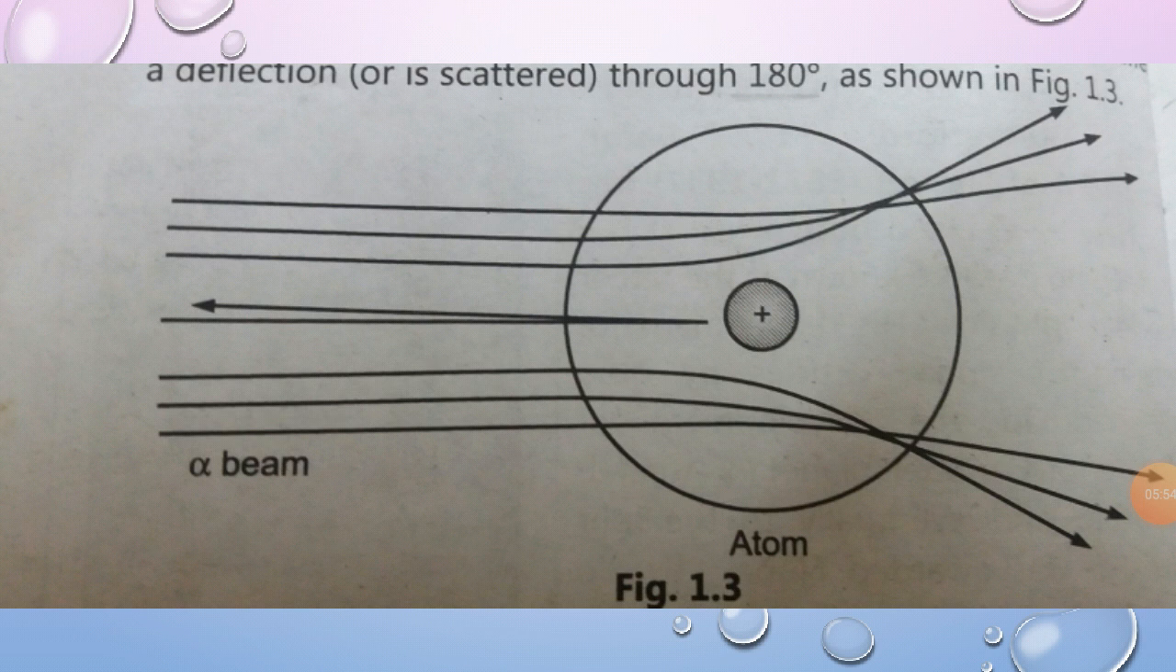Then it was observed that most of the alpha particles pass straight through the gold foil, but some alpha particles suffered small deflection, and a very small number of particles were deflected through large angles. Only rarely a particle reversed back along its own path.